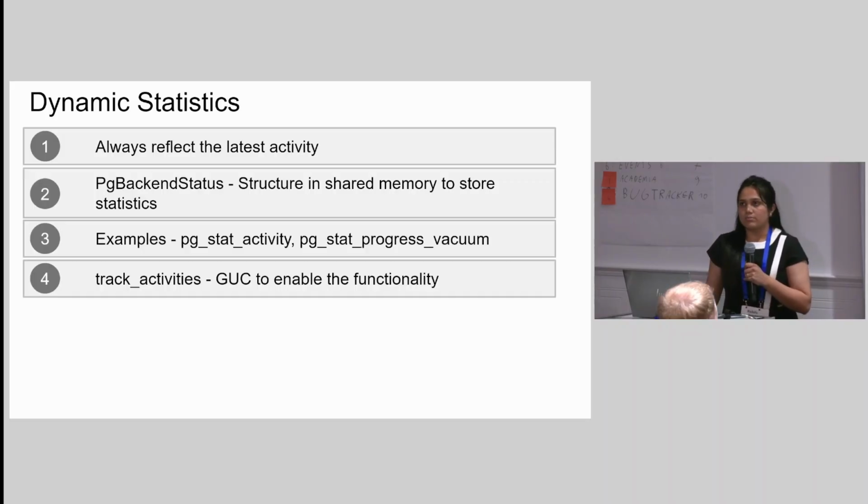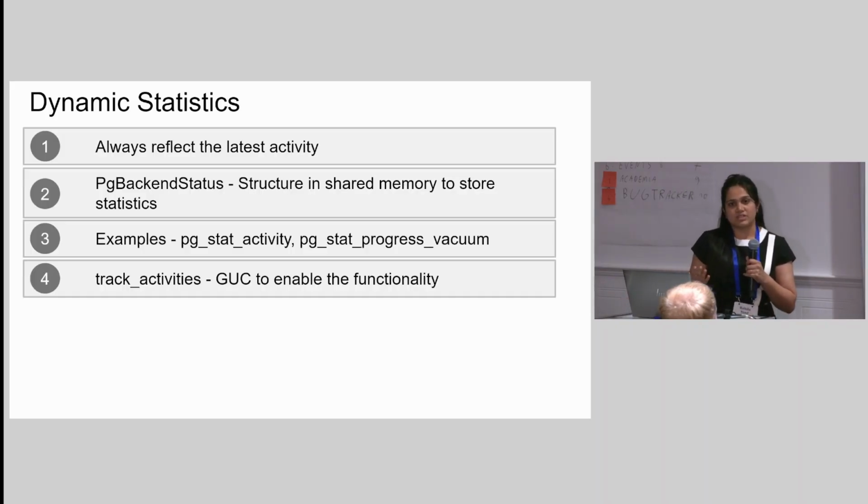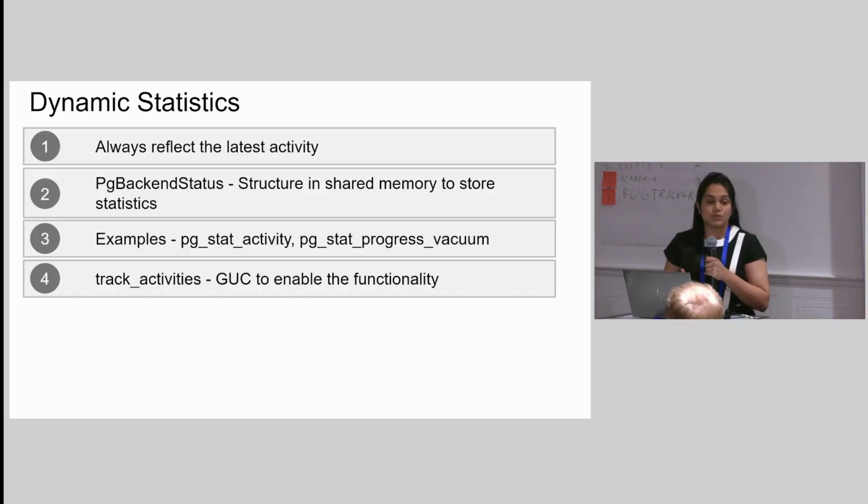So these statistics report the progress of a command. For instance, vacuum is a utility command, and these types of statistics help report progress of this command. These statistics are controlled by a setting, which is track activities. If this is on, then only a backend will go ahead and share the statistics in the shared memory. So these are the two types of statistics which are used for monitoring.